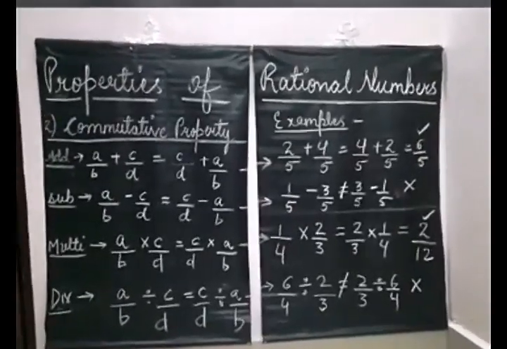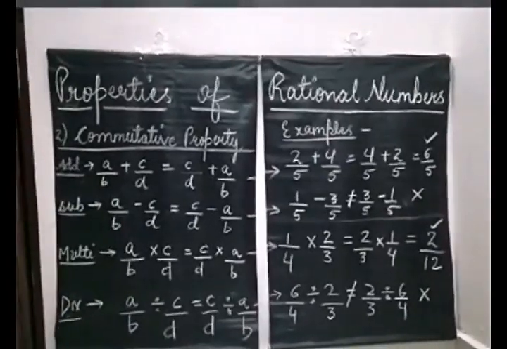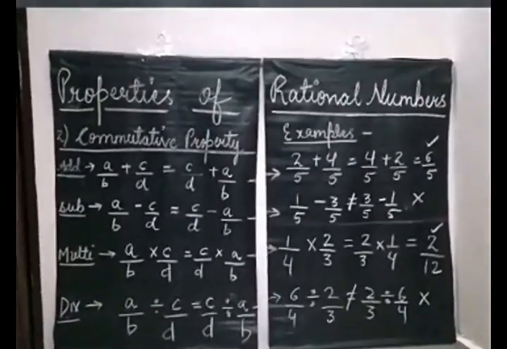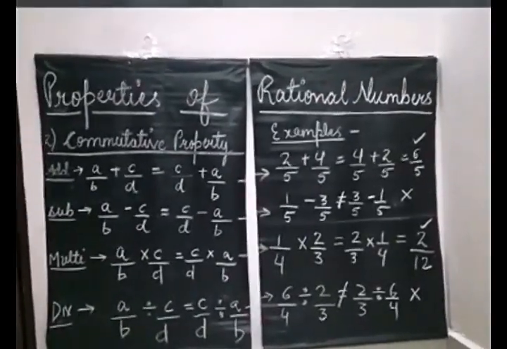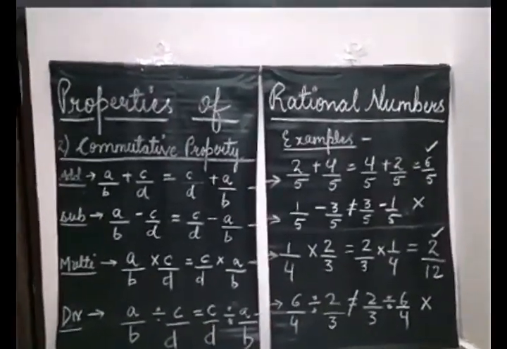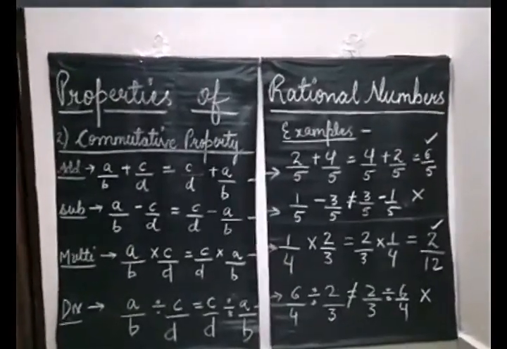I hope the things are clear to you. I repeat again that commutative property is applicable in case of addition and multiplication, but it is not applicable in case of subtraction and division. You can take more examples and check whether it is applicable or not.